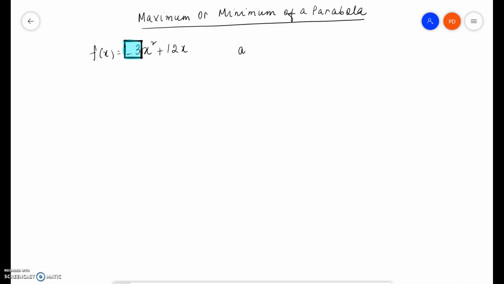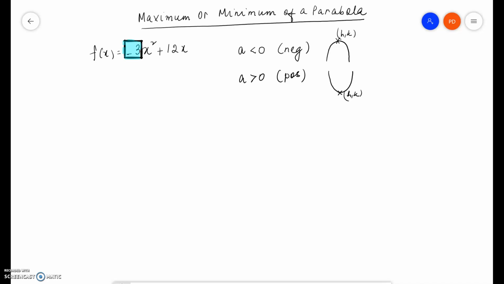Say that the coefficient of x squared is a. If a is less than 0, which means if it is negative, then the parabola looks like this. It opens downwards. If a is greater than 0, which means a is positive, then the parabola opens upwards. So if it opens downwards, the vertex is a point of maximum on the graph. And if it opens upwards, then the vertex is a point of minimum on the graph.